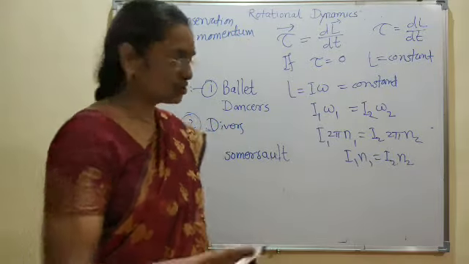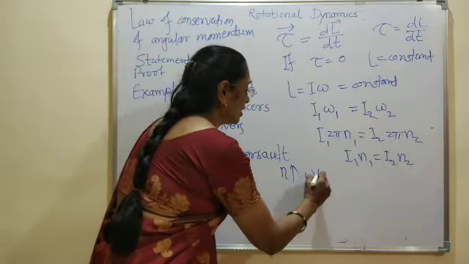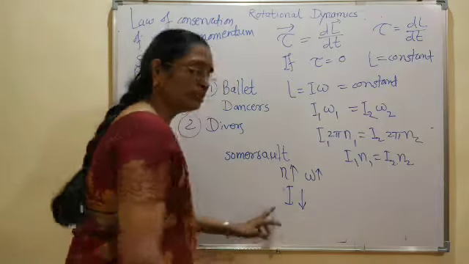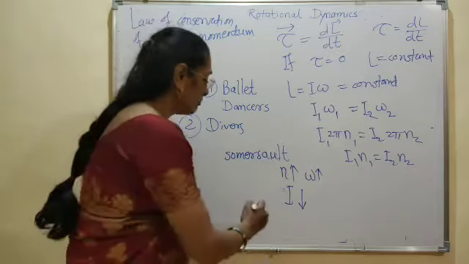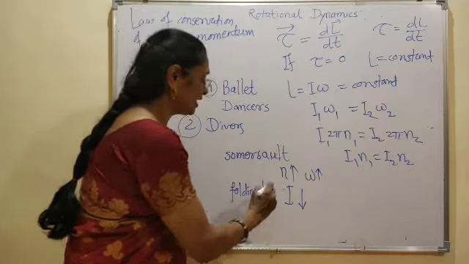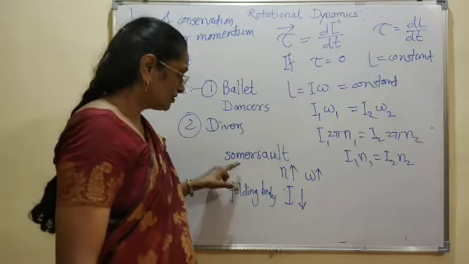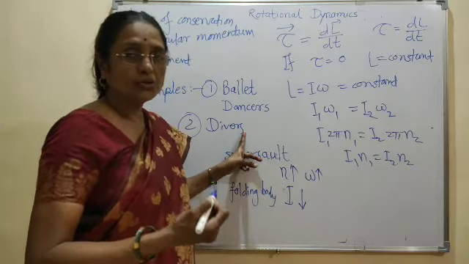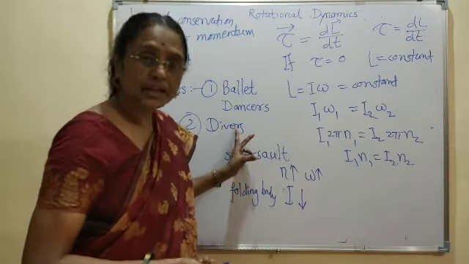For making the somersaults, n should be large or omega should be large. For that, divers decrease their moment of inertia by again folding the body. Folding the body, they decrease their moment of inertia so that they can increase the frequency of rotation, meaning they can take a number of somersaults in air so that we can observe the attractive activities of divers when they are in air.